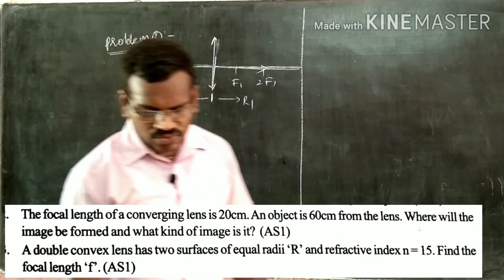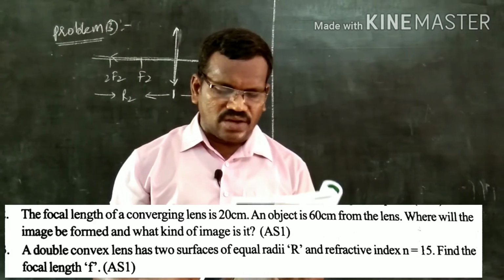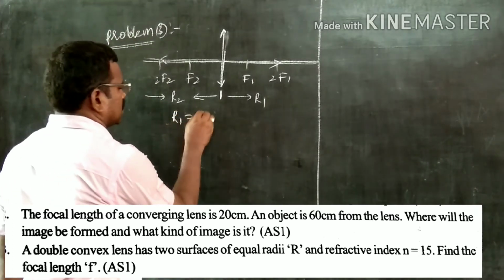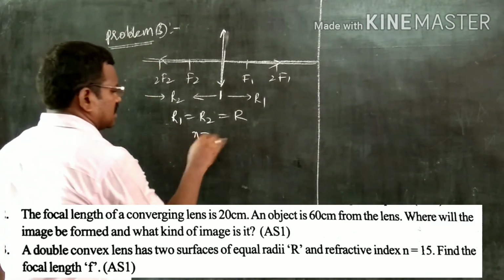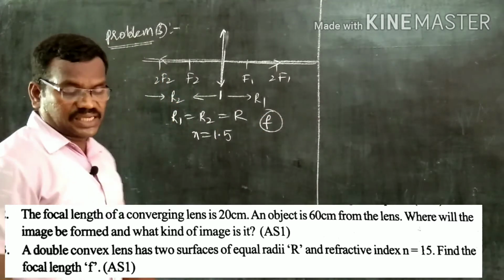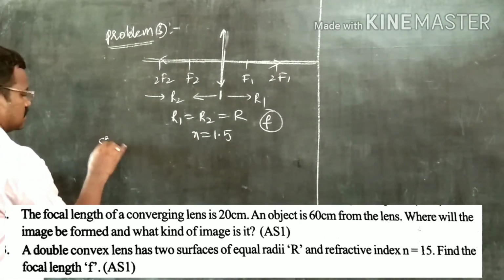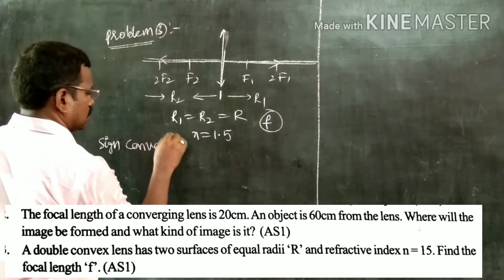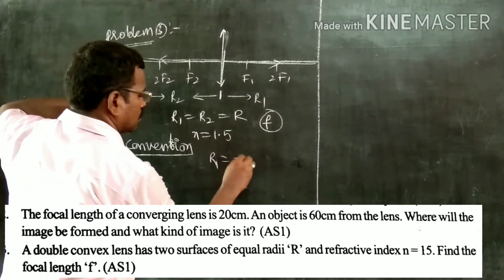Right? Now one more clue is there. Double convex lens of equal radii. Equal radii means R1 is equal to R2 is equal to R, and then n is equal to 1.5. We should find out the focal length. That is the given concept. Where now we should apply sign conventions. As per the sign convention, R1 is equal to plus.